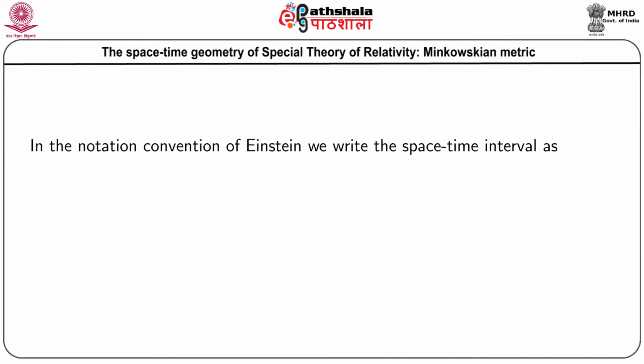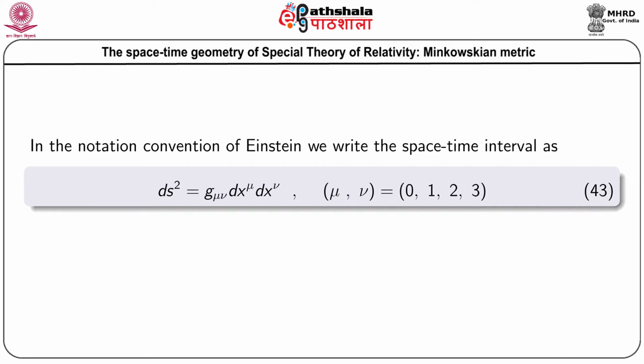In the notation convention of Einstein, we write the space time interval as ds square equals g mu nu dx mu dx nu, where mu and nu run from 0 to 3. In our previous chapters, we have this expression, which is the fundamental form for a Riemannian space. So, we can express ds square in this form.